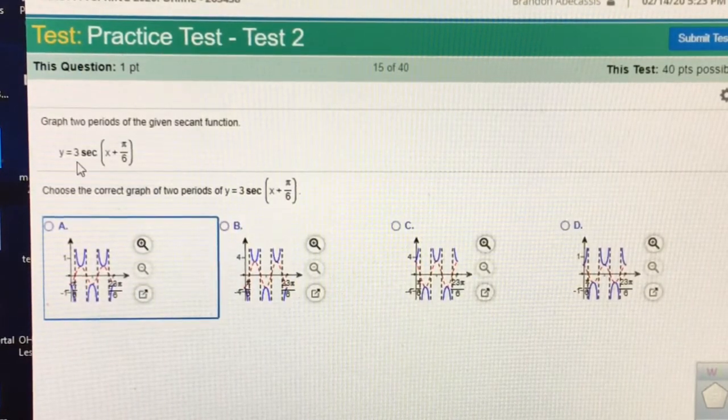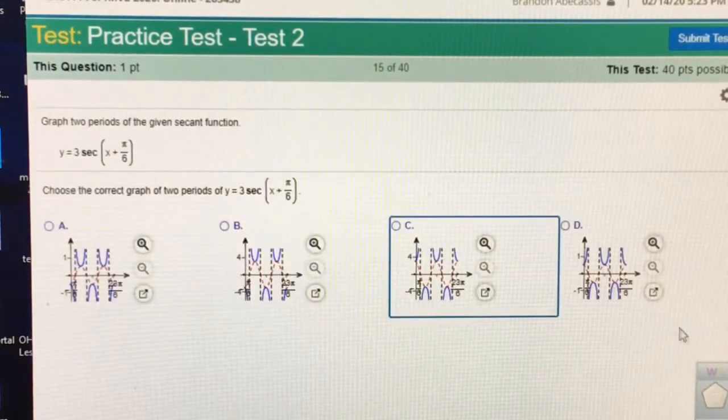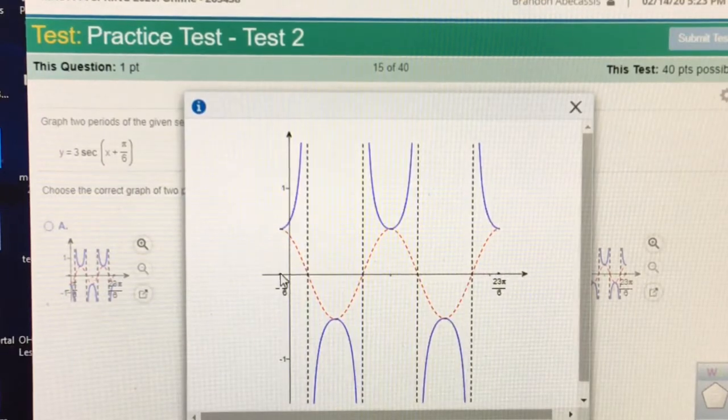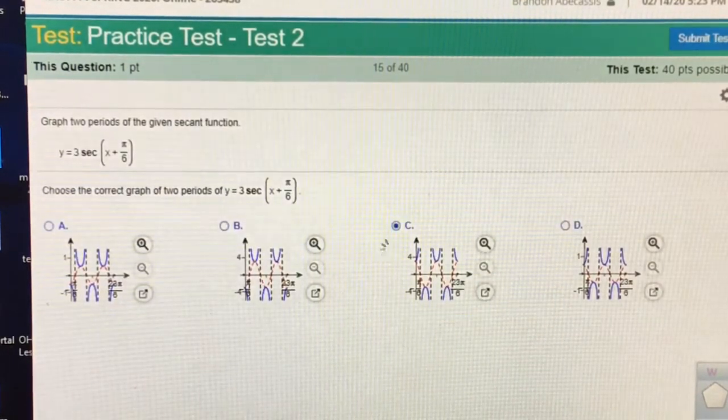So we have to inspect choice C and D to see if they match up with the amplitude. Amplitude is 3. So let's see again. Notice this here goes up to 3 and down to negative 3, whereas choice D does not. Choice D goes up to 0.5 and down to negative 0.5. So it cannot be choice D. It has to be choice C.